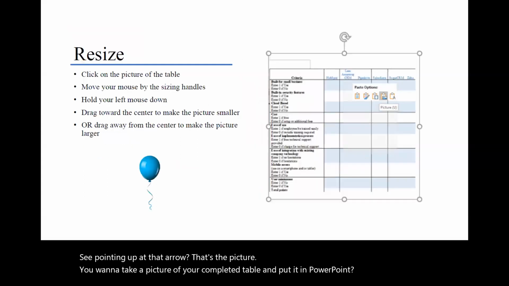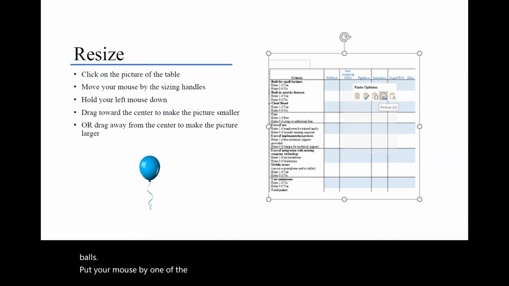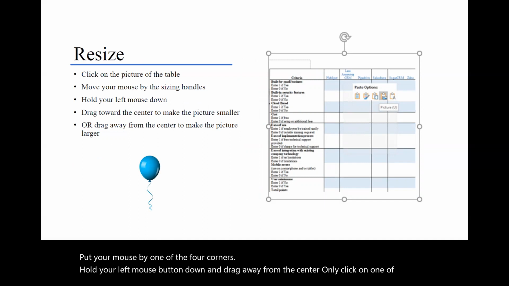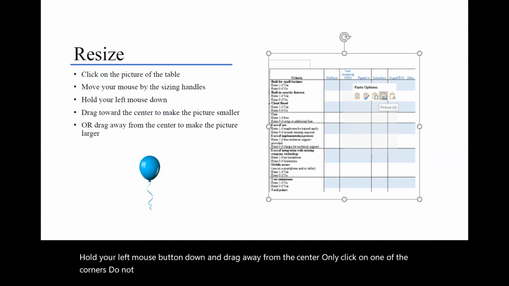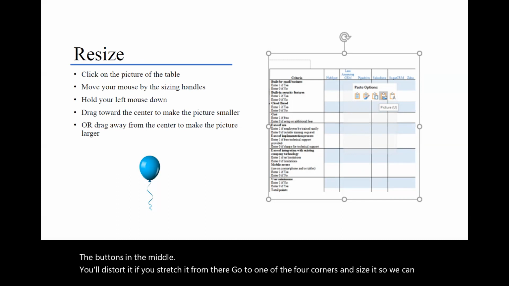Now, it's too small, it's hard to see on PowerPoint. Use your sizing handles, those little white balls. Put your mouse by one of the 4 corners. Hold your left mouse button down and drag away from the center. Only click on one of the corners. Do not select the buttons in the middle. You'll distort it if you stretch it from there. Go to one of the four corners and size it so we can all see it.